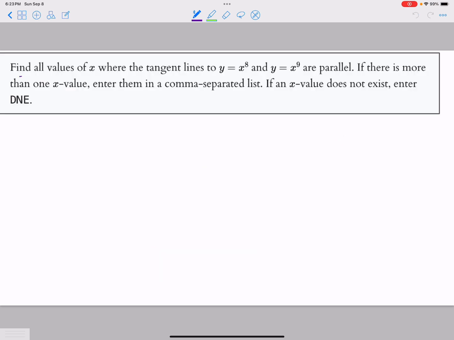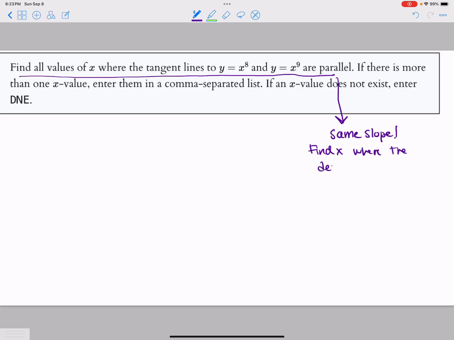This next question wants you to find all the values of x where the tangent lines to these two functions are parallel. So we need to know that parallel means they have the same slope. So in other words, we want to find x where the derivatives are equal, because derivatives are the slopes. All right, so the derivative of x to the 8 is 8x to the 7th, and the derivative of x to the 9 is 9x to the 8.